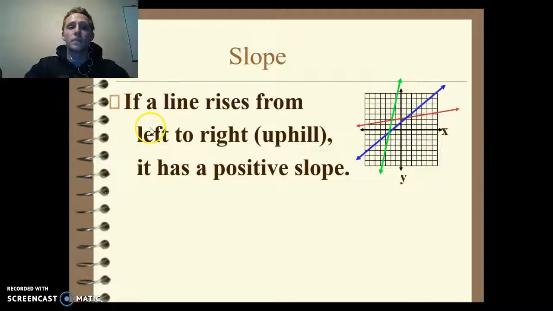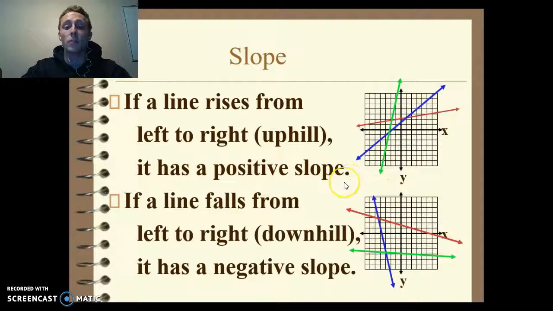So, the slope. If a line rises from left to right, uphill, it has a positive slope. If a line falls from left to right, downhill, it has a negative slope. Think about it like this. If I have a ball and it's going to move from left to right, and I have to push it up the hill, it's going to be positive. If I set the ball on one of the lines and it's just going to roll downhill, then that means it's going to have a negative slope.